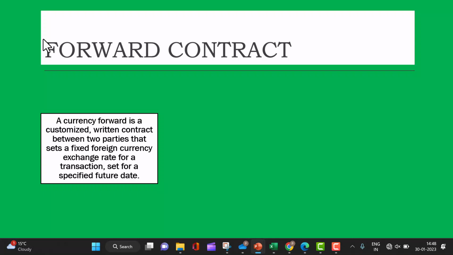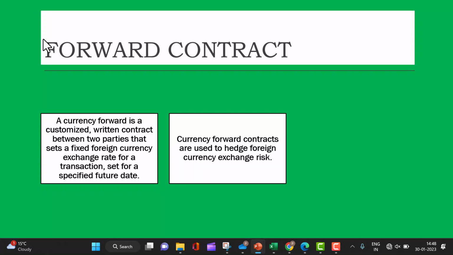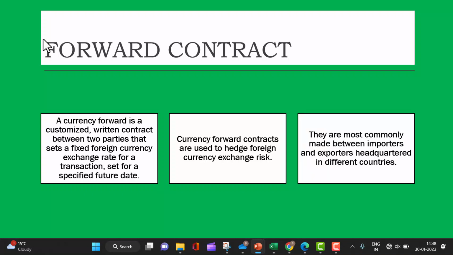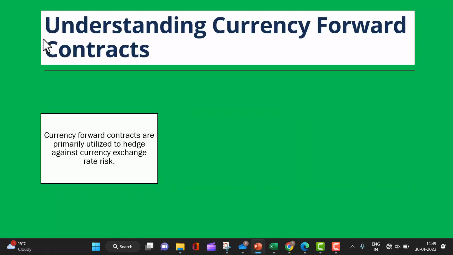A currency forward is a customized written contract between two parties that sets a fixed currency exchange rate for a transaction. I think it's a repetition. Currency forward contracts are used to hedge foreign currency risk. So this is one of the tools whereby you can hedge the currency risk. They are most commonly made between importers and exporters headquartered in different countries. Currency forward contracts are primarily utilized to hedge against currency exchange risk.